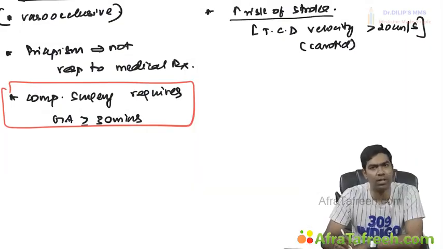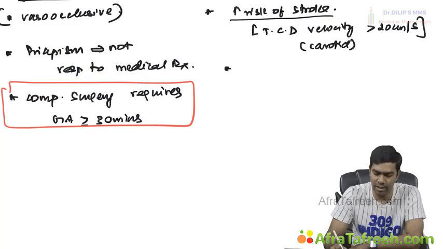Because of the occlusion, the velocity will increase in the carotid artery. So if the transcranial Doppler is showing a velocity of more than 200 centimeters per second, then you can call it high risk of stroke. In this condition, you can definitely do a simple blood transfusion, at the same time, to prevent recurrent strokes.